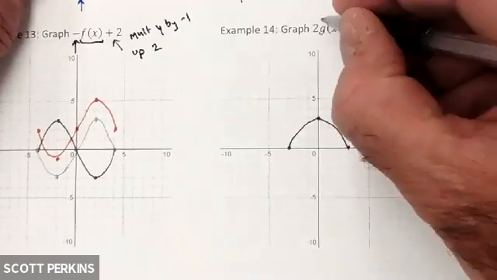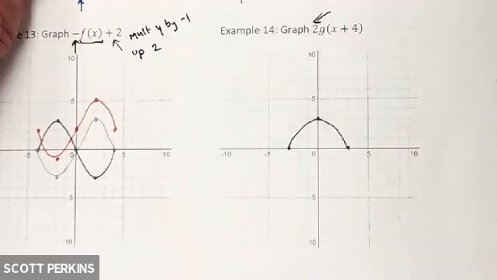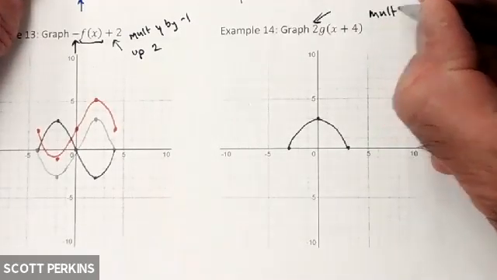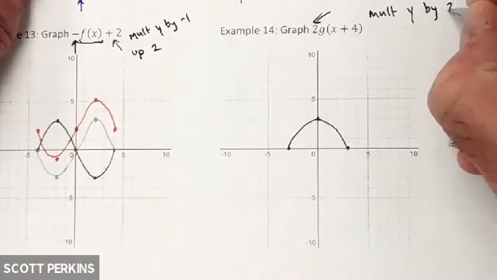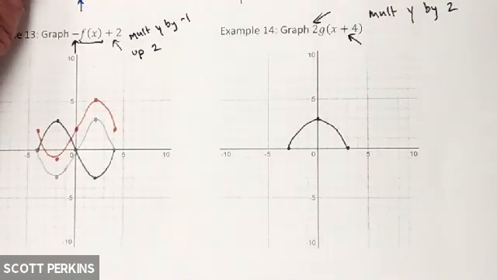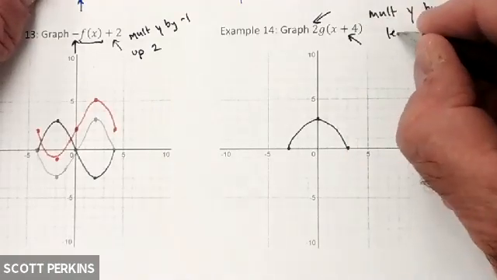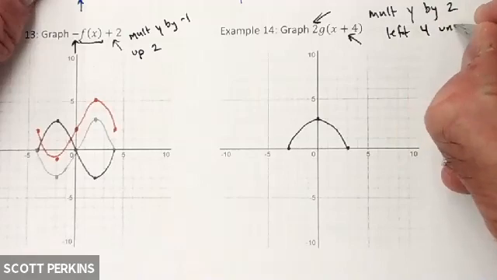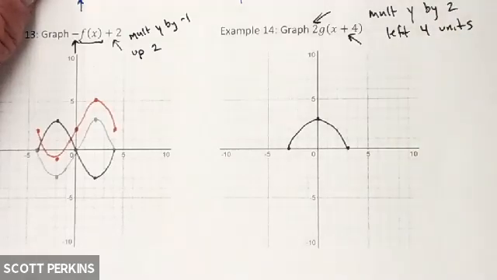Once you've done this one, again, we're going to summarize the 2 things that are happening to this graph. So this 2 outside the function means to multiply my y values by 2. And then the +4 inside means I'm going to take all of the points and I'm going to move them left 4 units.